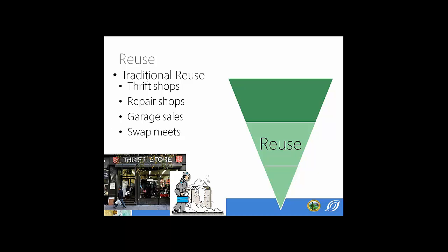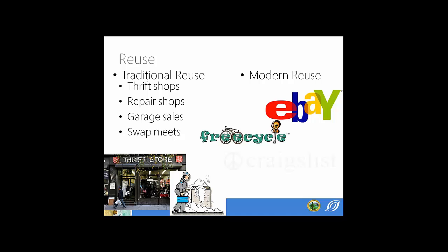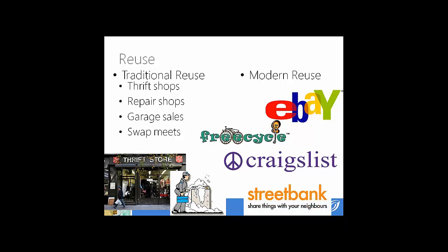But now there's this new glamorous look to reuse that's bringing it back and reinforcing the importance and the need for it. In modern reuse, one of the biggest companies in the world is built around reuse. So eBay is great, FreeCycle, Craigslist, and other things like street banks are starting to become more popular, where you can share items that you don't necessarily use a lot with your neighbors.